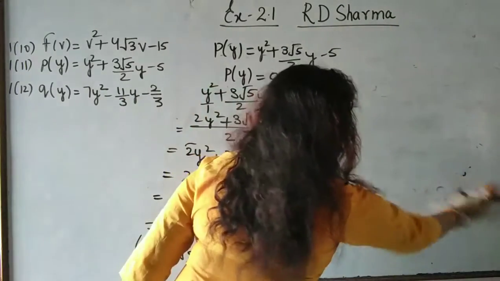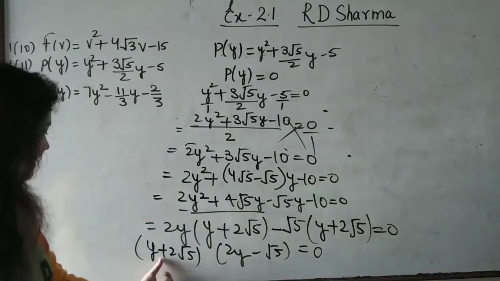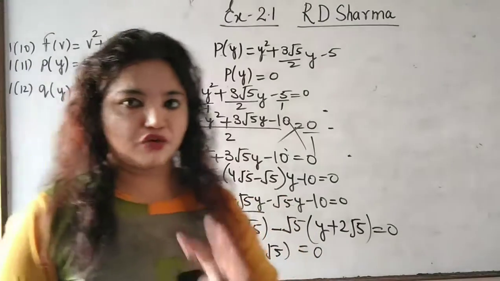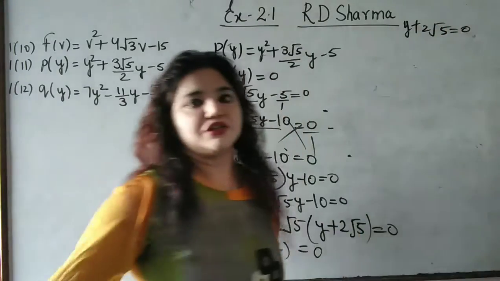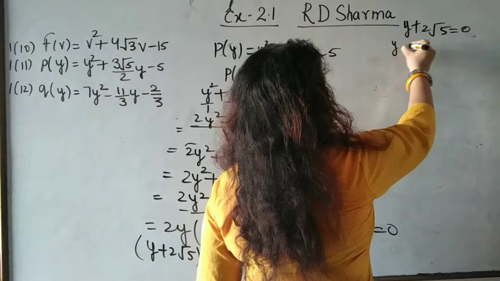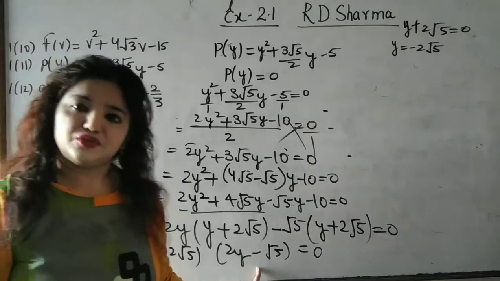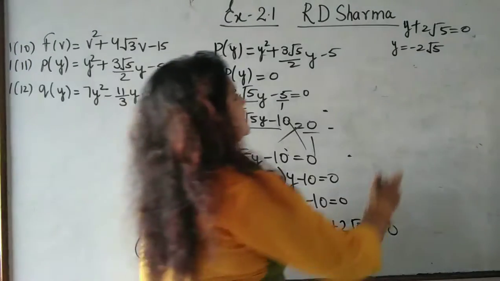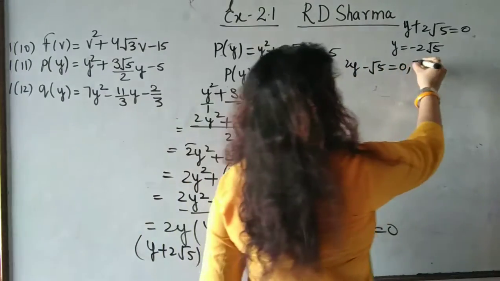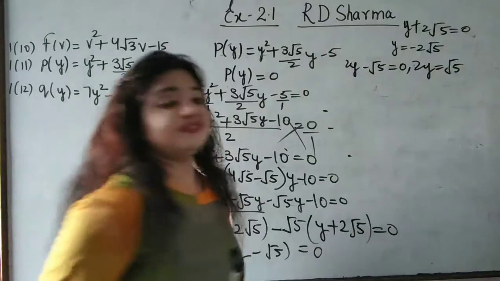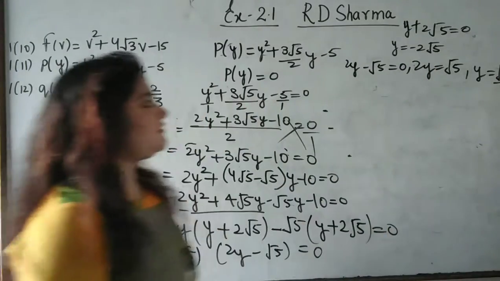So now, you know very well, either this is equal to 0 or this is equal to 0. So first we are taking y plus 2 under root 5 is equal to 0. So that means y is equal to minus 2 under root 5. That's okay? And now this is equal to 0. 2y minus under root 5 is equal to 0. That means 2y is equal to under root 5. That means y is equal to under root 5 by 2.